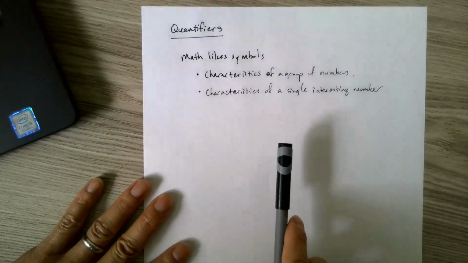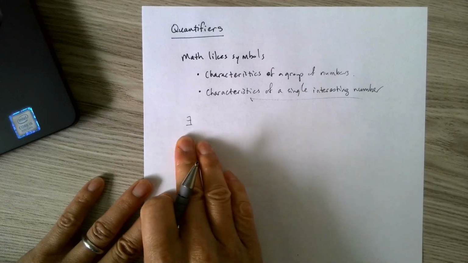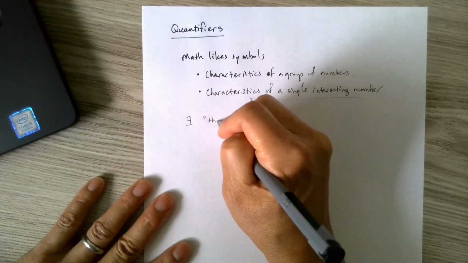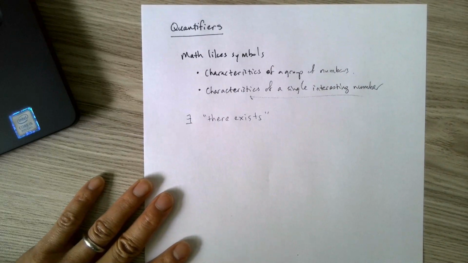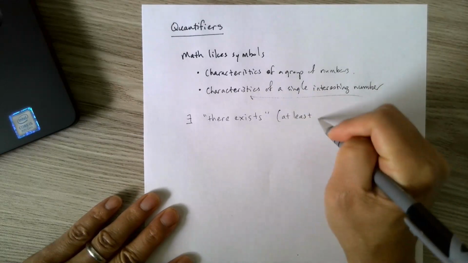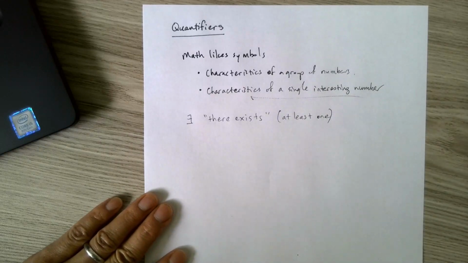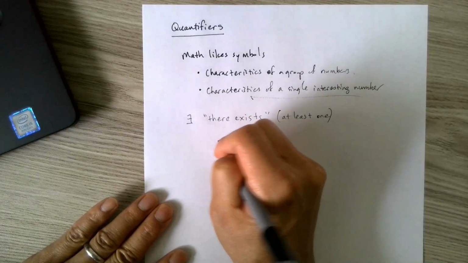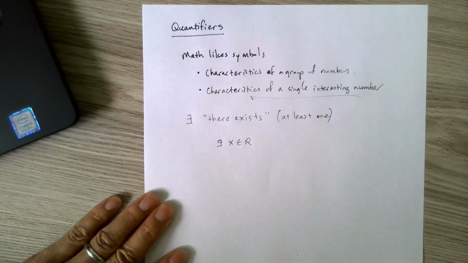So the symbol for the single interesting number is this backwards E. So when we see this symbol, we actually say this phrase: there exists, and I'm going to put in parentheses here, at least one. So there exists at least one. And here's an example of what I mean. There exists a real number, we're just calling it x.